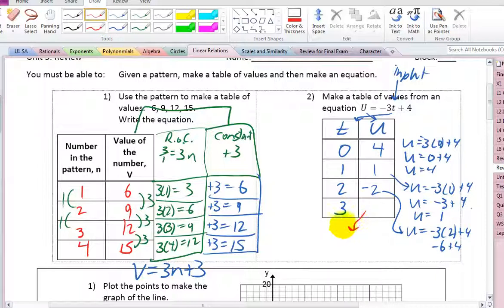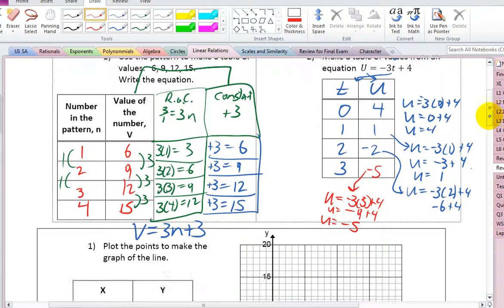And the last one, you guys even pay attention to what I'm doing? Okay, just making sure. U equals negative 3 times 3 plus 4, negative 9 plus 4, negative 5. Okay, there you go. Now it doesn't say to make an equation, does it? So we didn't need to. And in fact, we have the equation, because that's what we were using. Any questions about that? How many people have this done, no problem? Okay. All right, so next one.